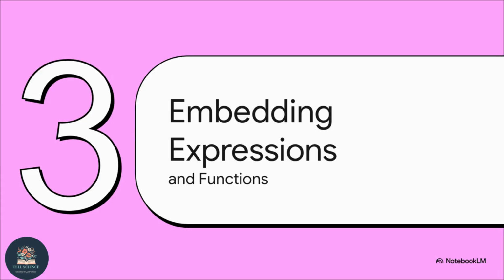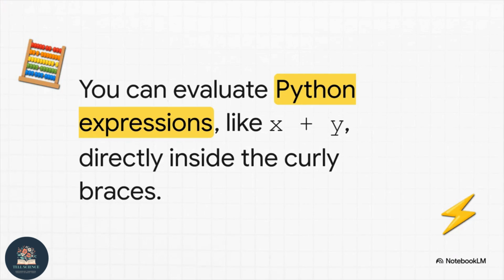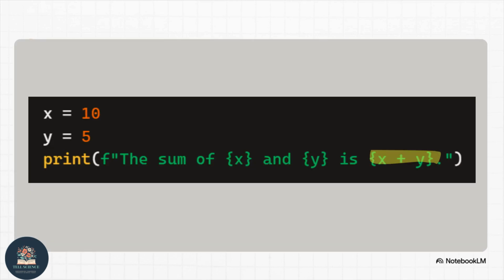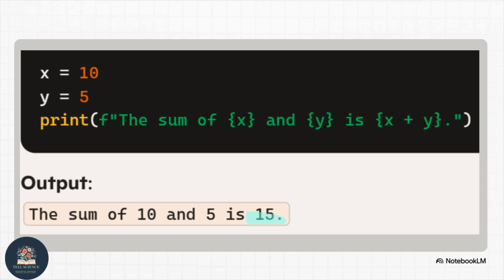Hold on, it gets so much better. F-strings aren't just for plopping in simple variables. You can actually run Python code right inside them, like evaluating expressions or even calling functions. Now check this out. We're not just inserting x and y into the string. We're actually doing math. See that x plus y part? Python evaluates that expression for us on the fly, right there inside the string itself. And there you have it. The output shows the calculation was done perfectly. This makes your code so much more concise and, frankly, a lot smarter.